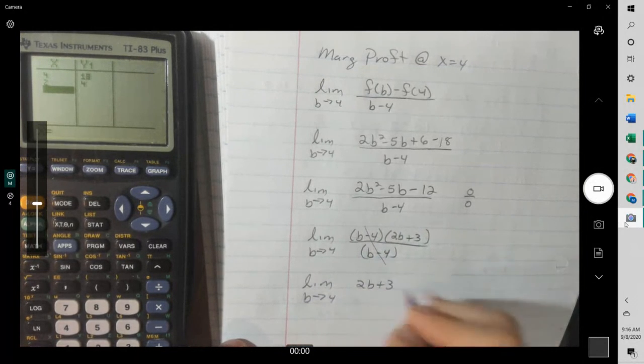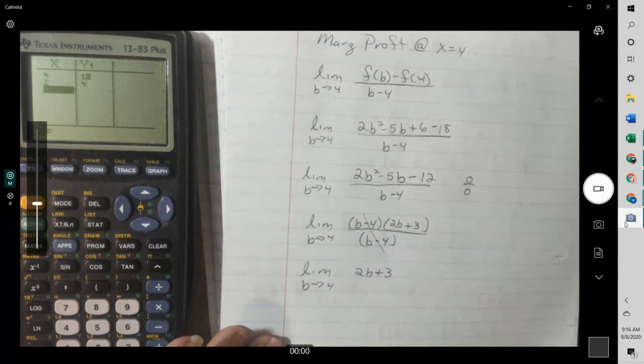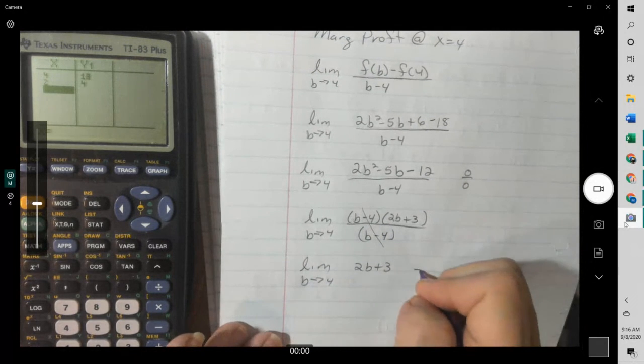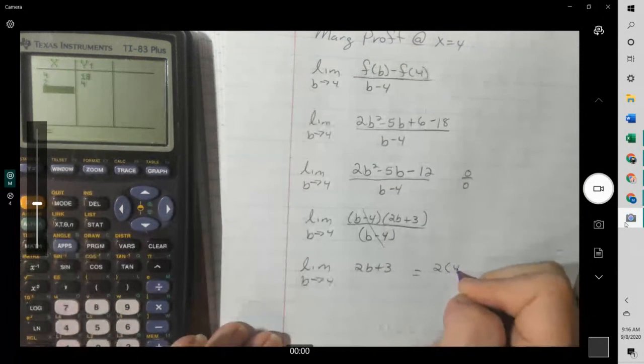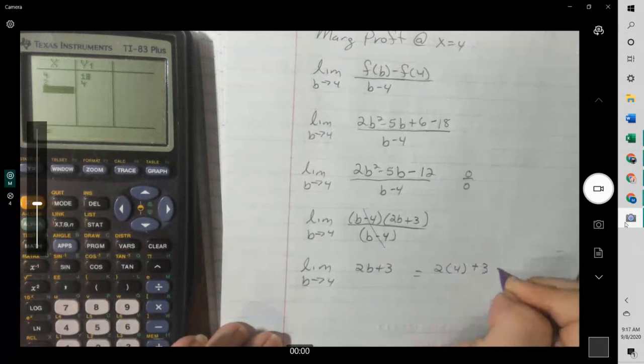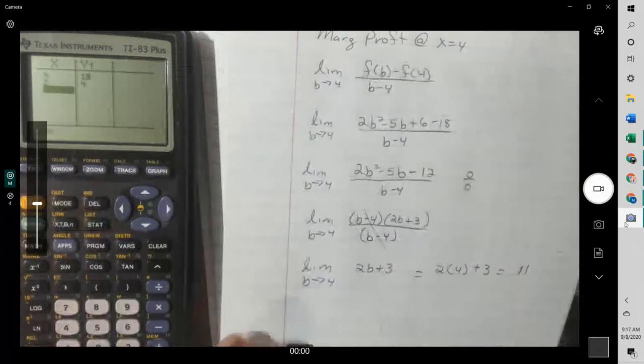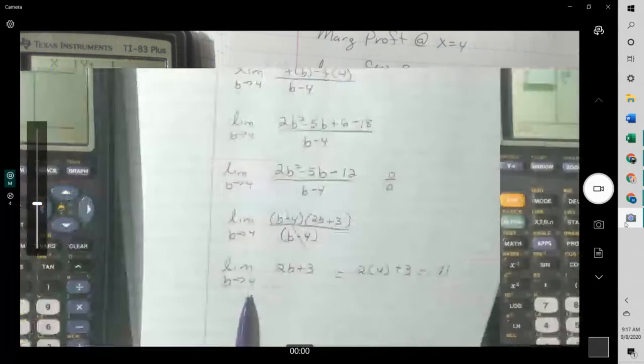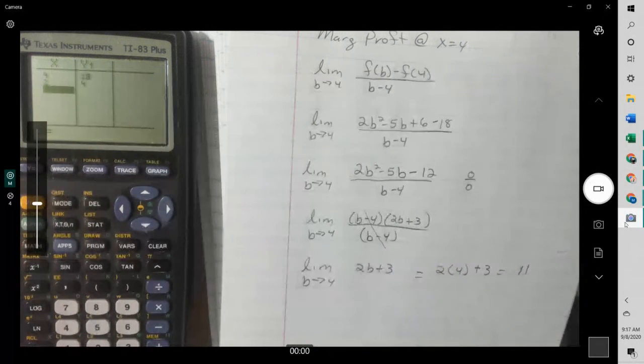2b plus 3. Plug in your value. 2 times 4 plus 3 is 11. So at 4 units, it's increasing by $1,100. So if you're already going to be selling 4, if you sell another one, you make $1,100 more. So it's definitely increasing more at 4 than at 2. And that's everything from 11.3.